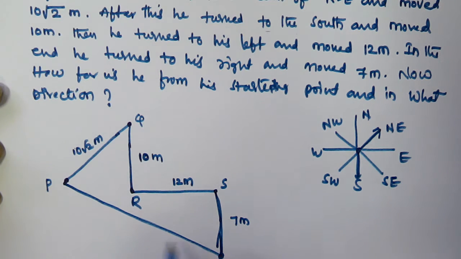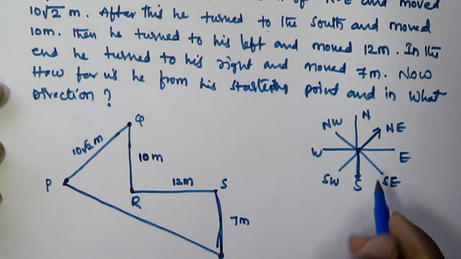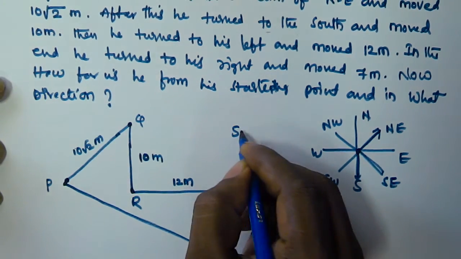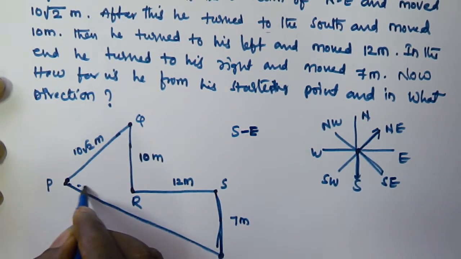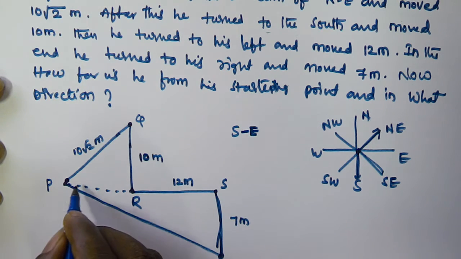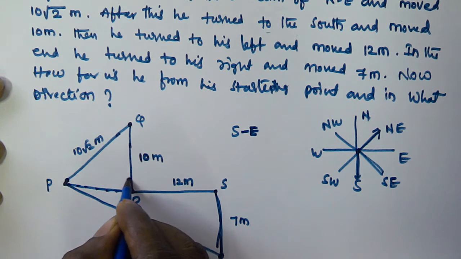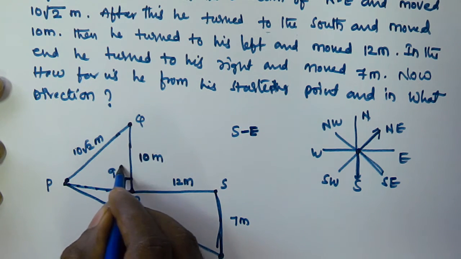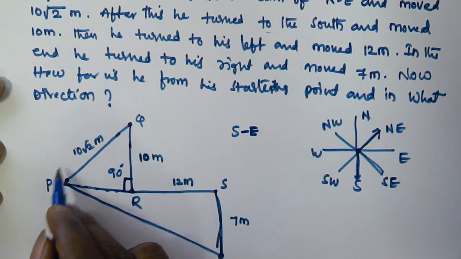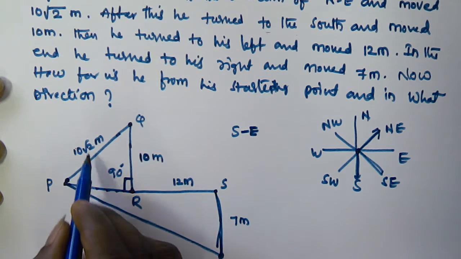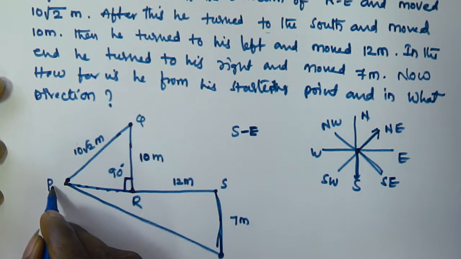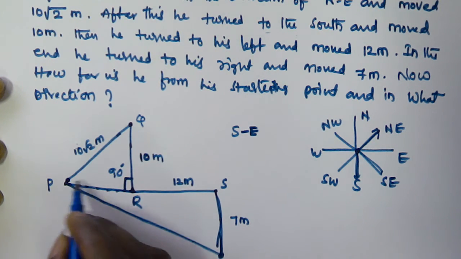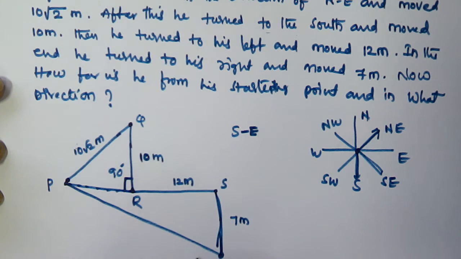Okay, so now he is in which direction? If this is the starting point, he is in the southeast direction. So the direction is southeast, and now we have to find the distance he traveled. So I will connect this one. If you observe, this is 90 degrees, so it is a right angle triangle. Here we have the lengths of the diagonal and one side, so we have to find the value of this RP.